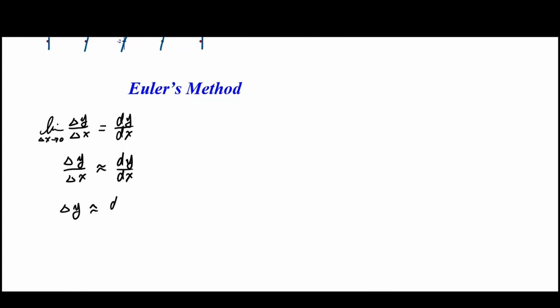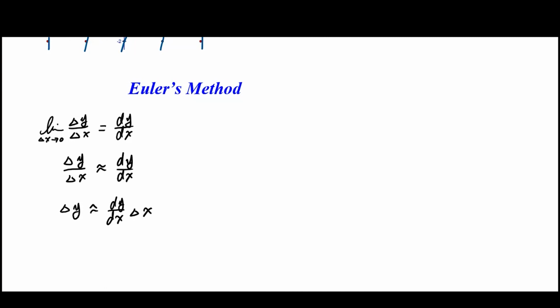Okay, so when we say limit of delta y over delta x, as delta x approaches 0, that's what we define as dy over dx, our derivative. Meaning for small delta y and delta x, this has to be approximately the same as dy over dx. Now, that means our delta y increment has to be approximately dy over dx times delta x.